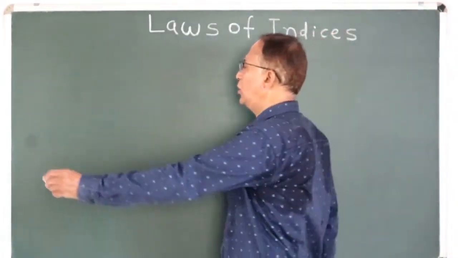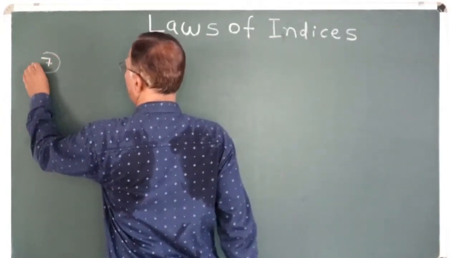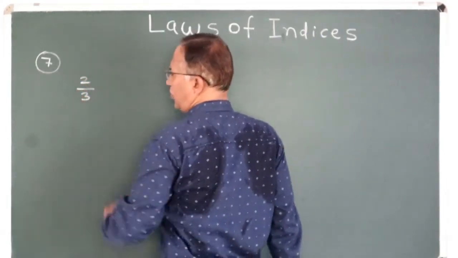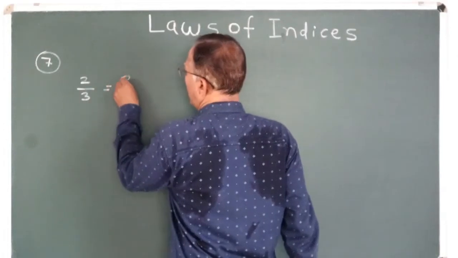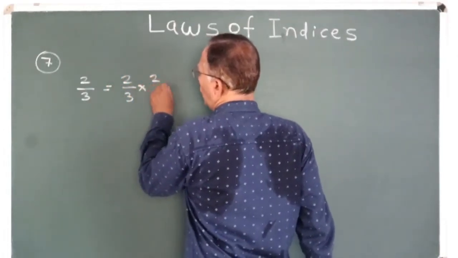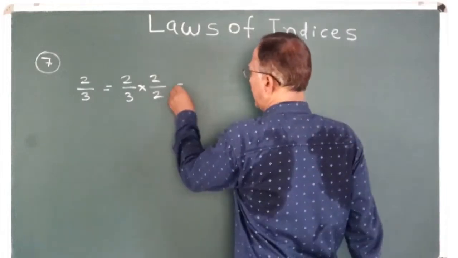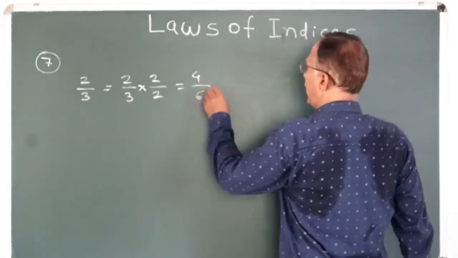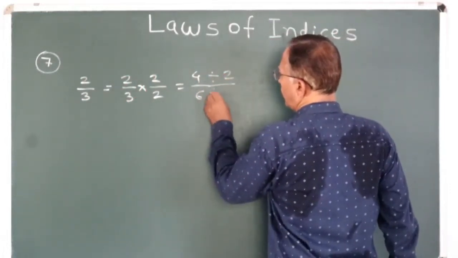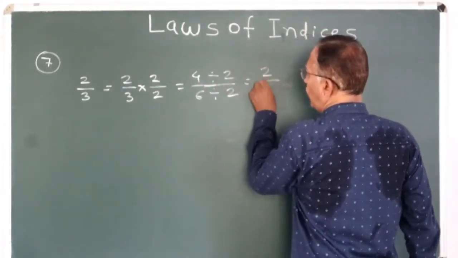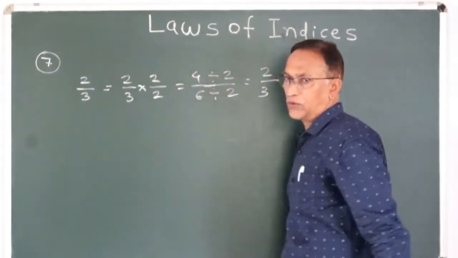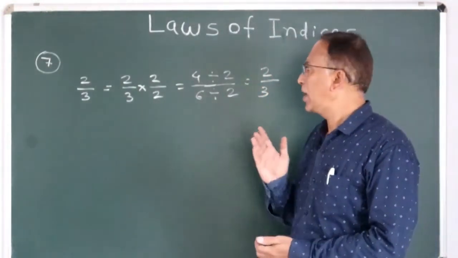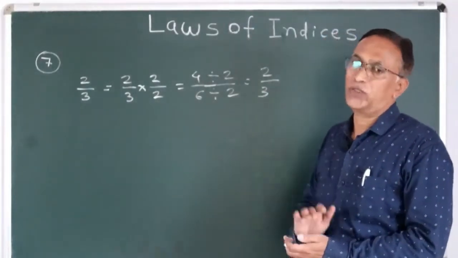Now we will learn to derive the seventh law of indices. Before this, we take the fraction 2 divided by 3. This is multiplied by 2 to numerator and denominator. We get 4 upon 6. This is equivalent fraction to 2 by 3. If we divide again by 2, then we get 2 upon 3. So for any fraction or any number, if we multiply the same number and divide the same number, then there is no change in that number.